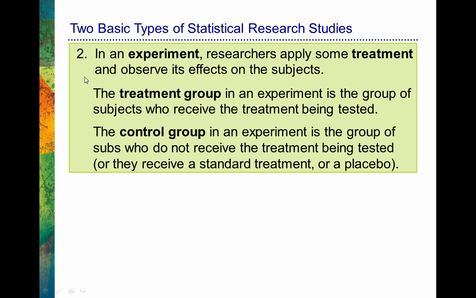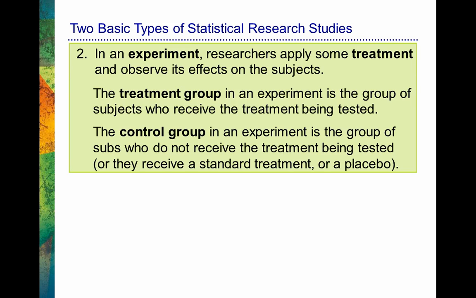So I'm going to decide who gets this treatment. I'm going to decide who does not. And then I'm going to very carefully measure these people on some variables to see how they might differ. So I'm going to develop two different groups. I'll have a treatment group, also known as an experimental group sometimes, which is the group of people, we often refer to them as subjects or participants, who will receive the treatment being tested.